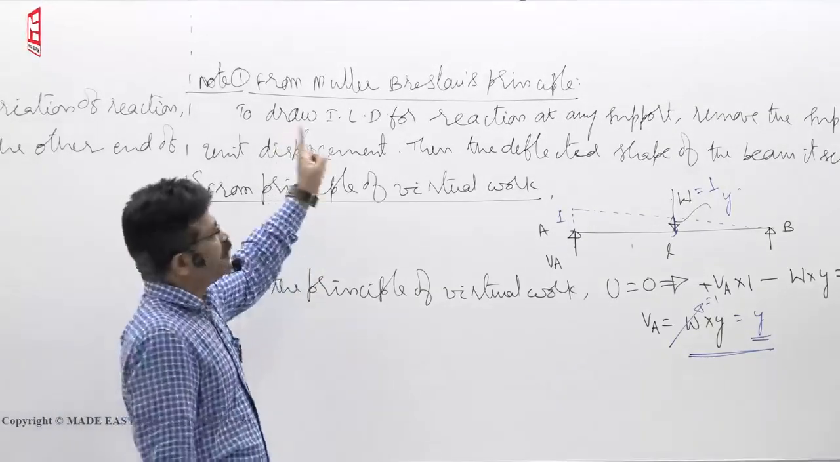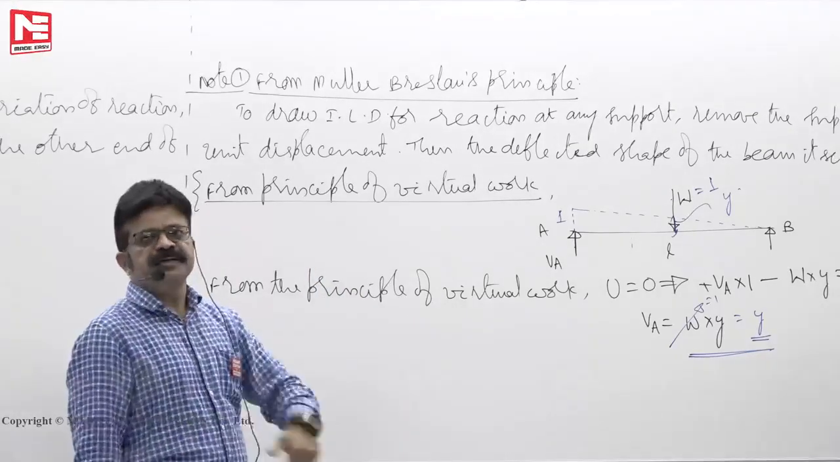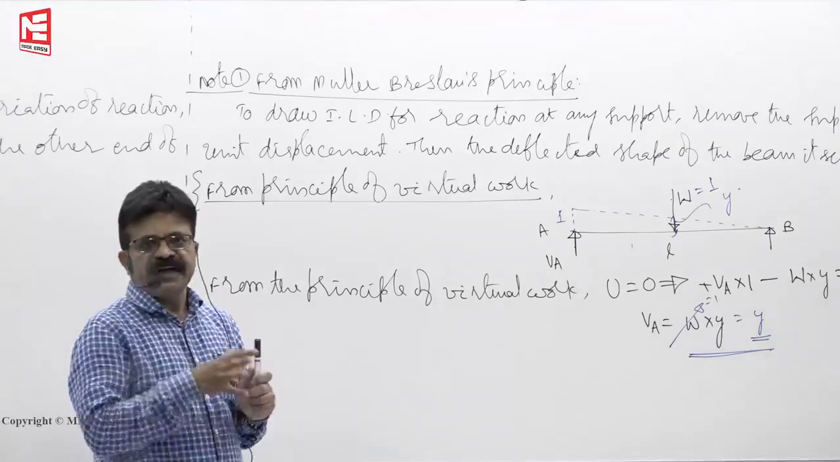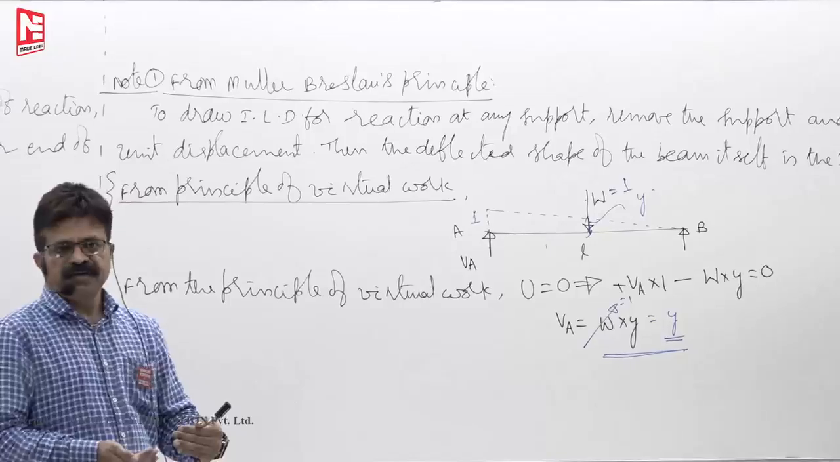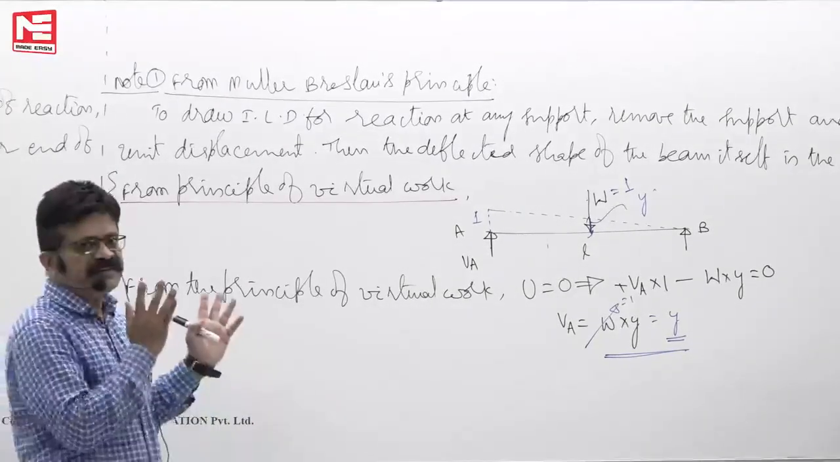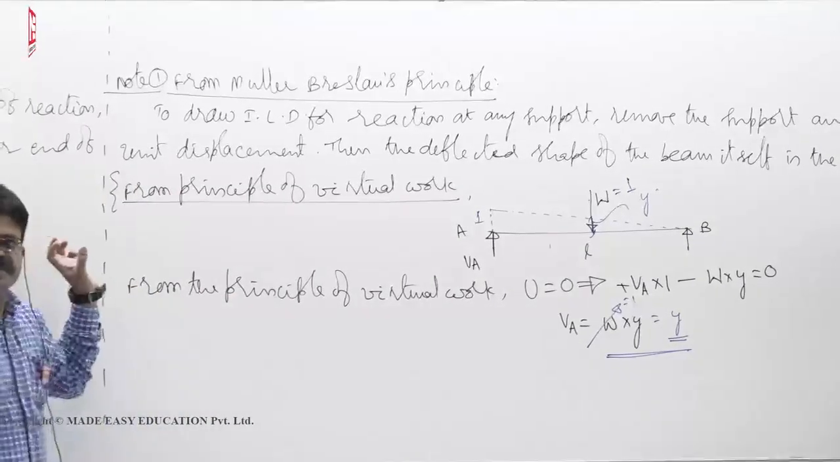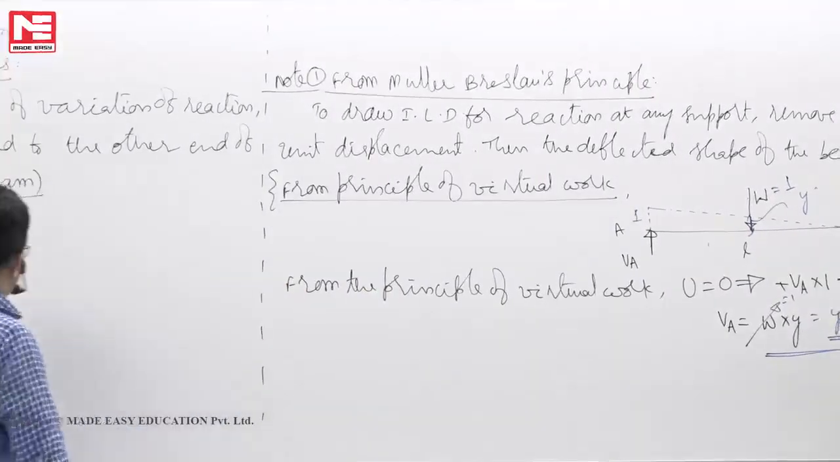So your Muller-Breslau principle is applicable to linear elastic structures only, because Betti's theorem is also applicable to linear elastic structures only, and the Muller-Breslau theorem is derived from Betti's reciprocal work theorem. So accordingly, you can apply it to linear elastic structures only. Such a linear elastic structure, you have taken a simply supported beam first. So now you understood how it goes.